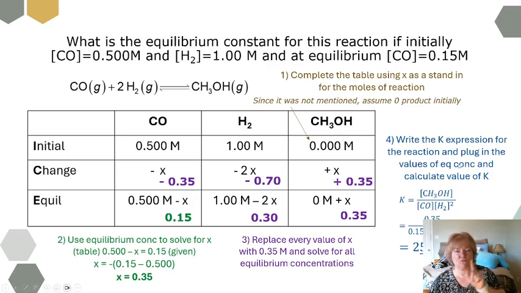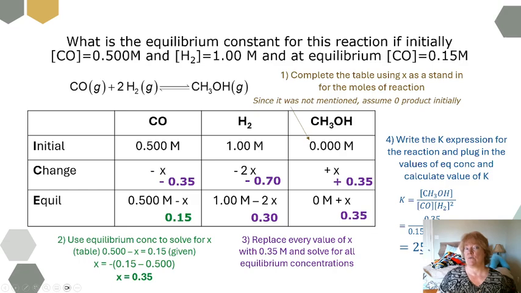At this point, I can write the K expression. I go back to this initial reaction. It's the concentration of the products divided by the concentration of the reactants raised to their powers. So I have CH3OH divided by the concentration of CO times H2. H2 is squared because it has a coefficient of 2. And now I plug in those values. When I'm done, I get the value of 25.92. Since the equilibrium values were in 2 sig figs, I would keep just 2 sig figs for the equilibrium constant.